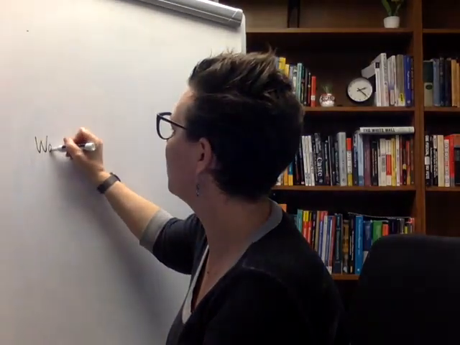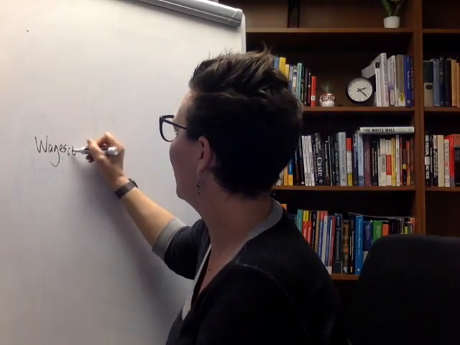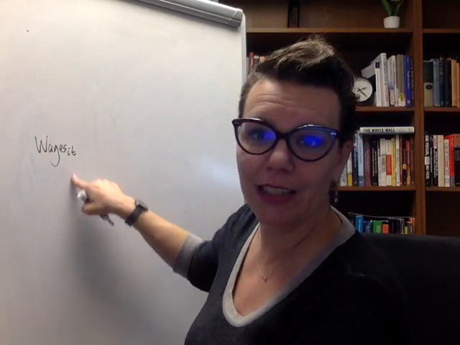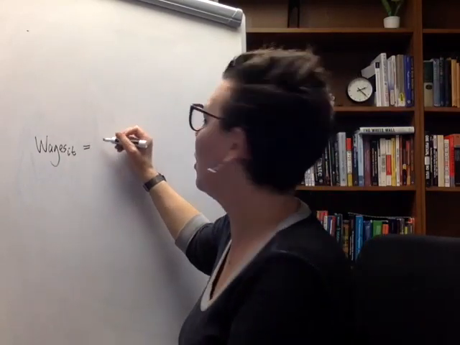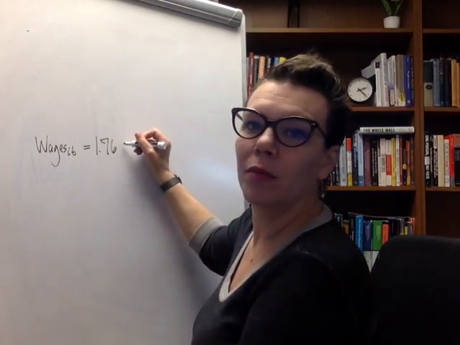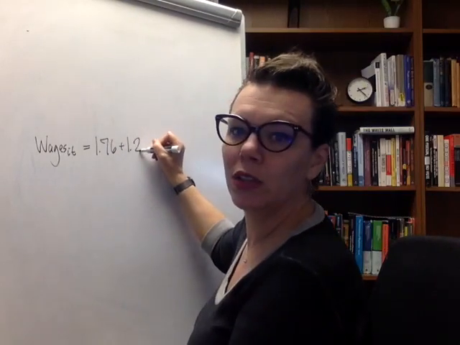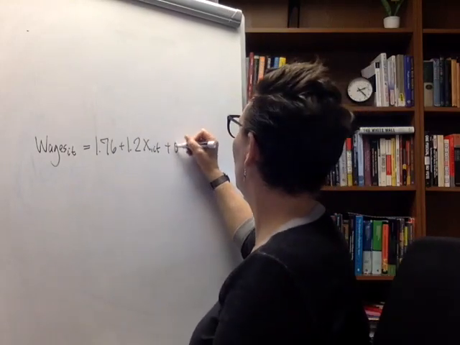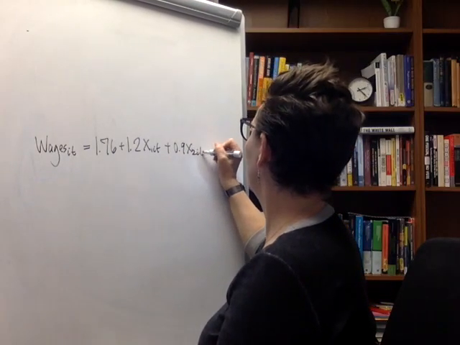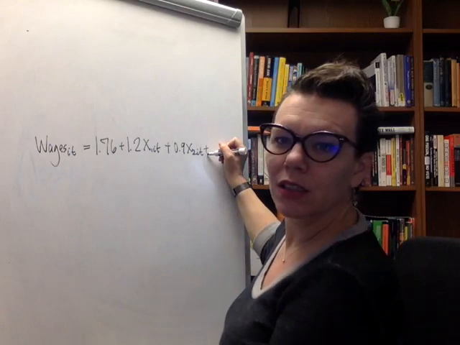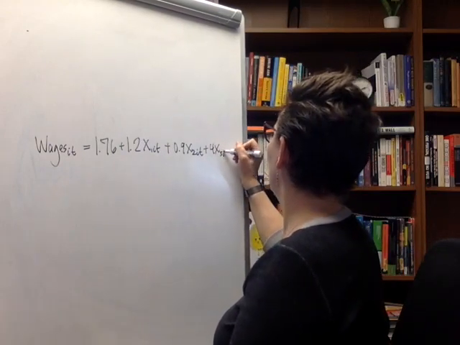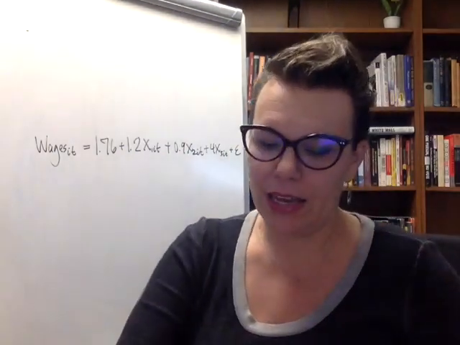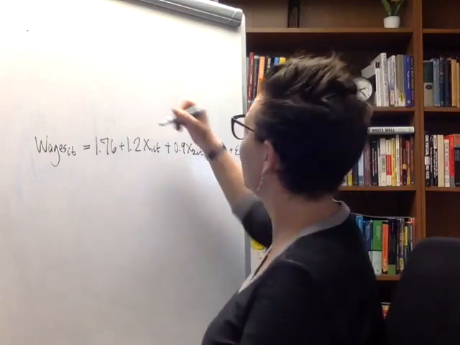We've got a regression equation where we have wages, and it's a panel data set because we have an observation level and a time level, and it's going to be equal to some constant, 1.76, plus 1.2 x1_it, plus 0.9 x2_it, plus 4 x3_it, plus our error term, which I think in this case I said was just e. And in this example, x1 is years of education.